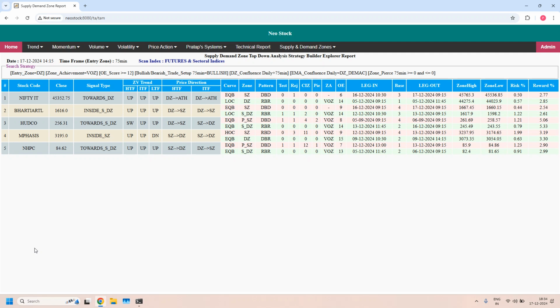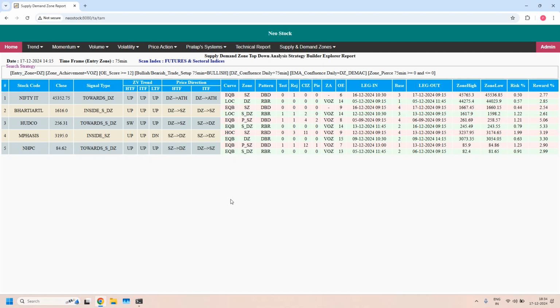And also these demand zones are supporting bullish trade setup for monthly income trade, and also these 75 minutes demand zones are part of the daily demand zones. And those daily demand zones are having daily EMA confluence, and daily trend is also uptrend. So that's why these 5 are even more high probability trade setup supported stocks. Okay.